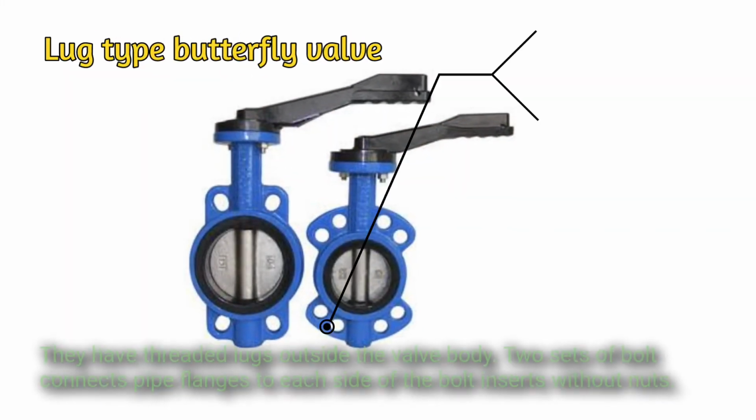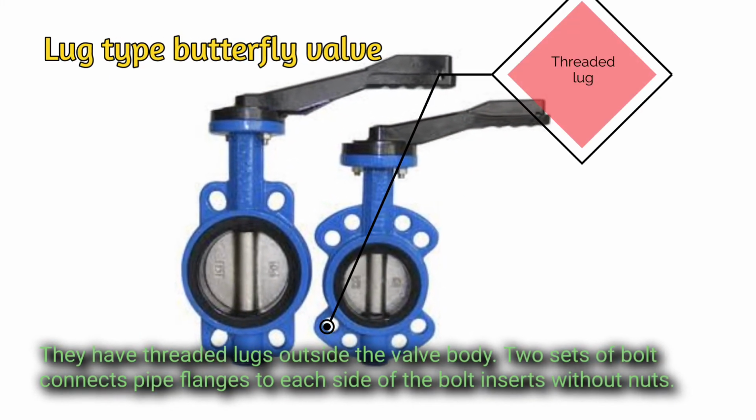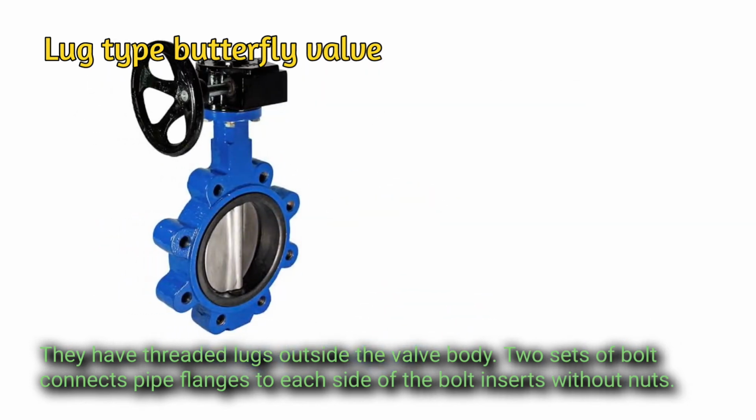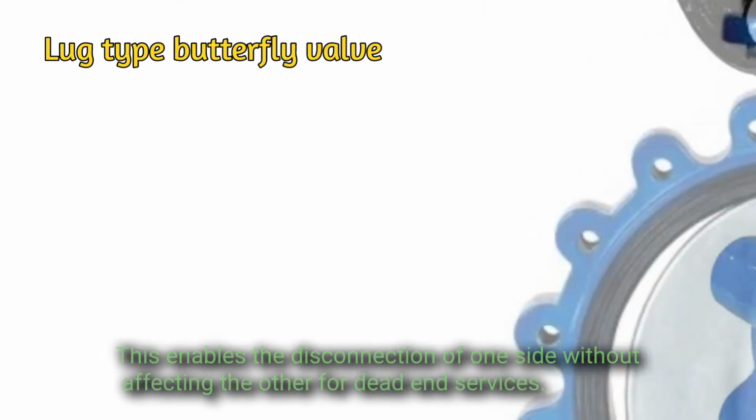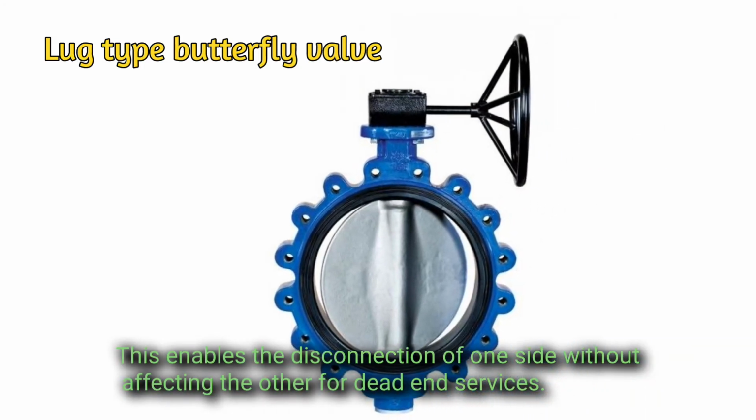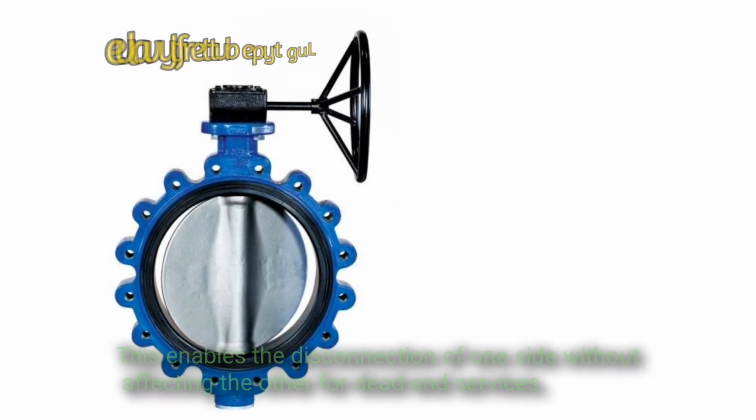Lug-type butterfly valve, they have threaded lugs outside the valve body. Two sets of bolts connect pipe flanges to each side of the bolt inserts without nuts. This enables the disconnection of one side without affecting the other for dead-end services.